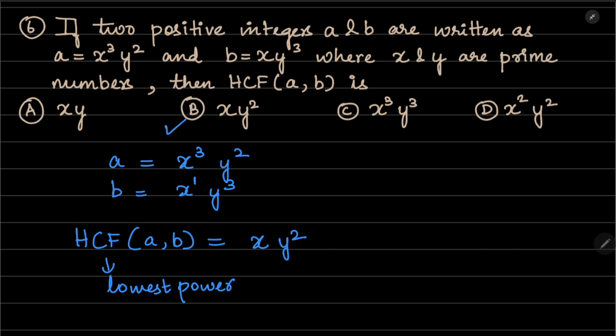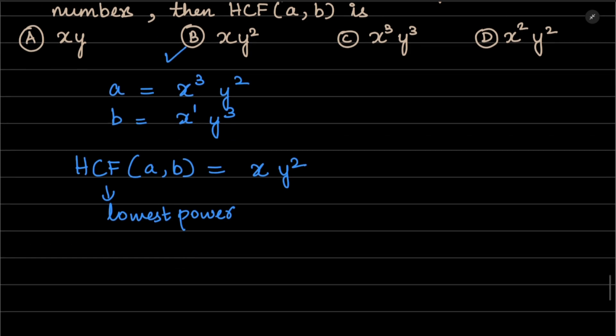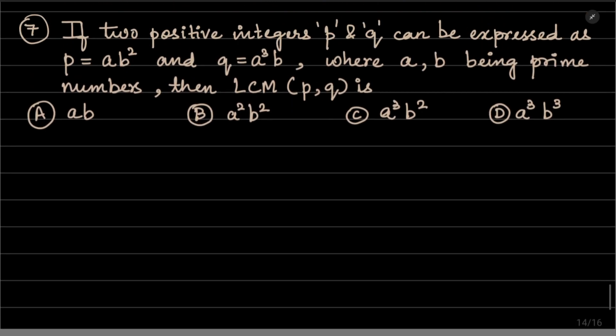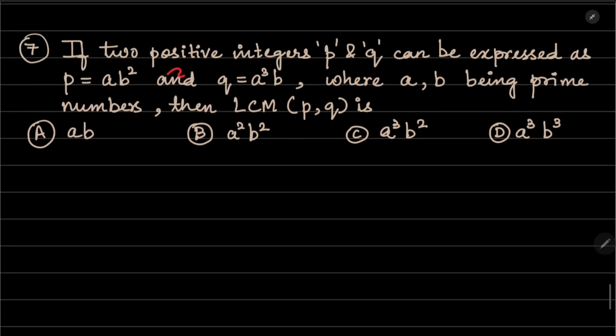Okay, so it's a very easy question. Let's move on to the next question, seventh one. If two positive integers p and q can be expressed as p equal to a b square and q equal to a cube b, where a and b are prime numbers, then the LCM of p and q. So let's write what is given. So p is equal to a b square, q is equal to a cube b.